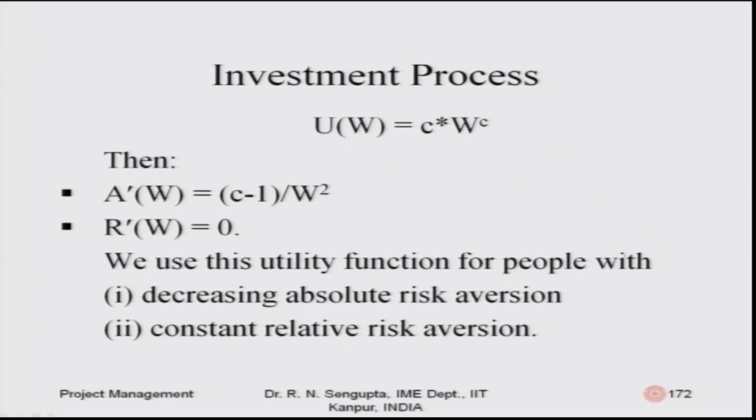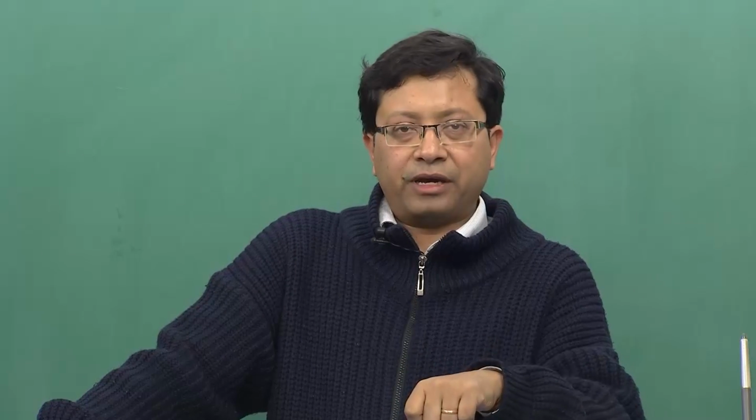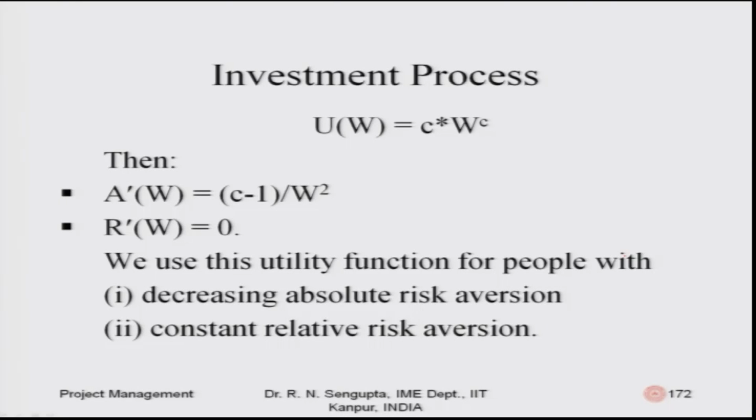The last example is basically the power function. If you use again the simple concept of mathematics or derivative, A prime is given as C minus 1 divided by W square. Again W square is positive, and as such W is positive. C minus 1, if you remember, I did mention that the C value is less than 1 and not equal to 0. So, this will give you the property of A prime. R prime you again find as 0, which means R prime gives the constant relative risk aversion property, and A prime gives the decreasing absolute risk aversion property.